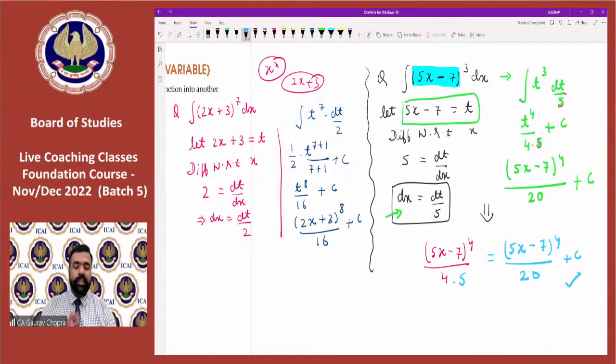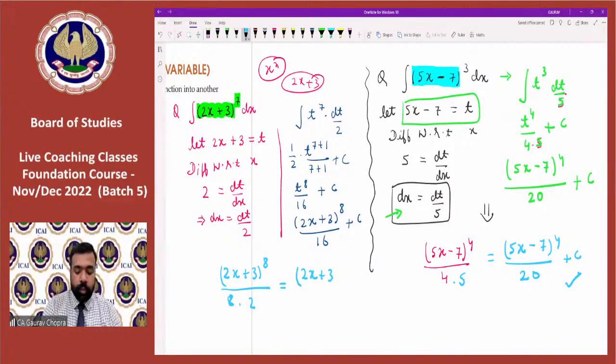All right. So let us apply this same shortcut in the first part also. (2x plus 3) whole to the power of 7. So first of all, treat the complete value as x. So it will become (2x plus 3) whole to the power of 8 divided by 8. Now, what is the differentiation of 2x plus 3? It is simply 2. So divide by 2. So we are getting (2x plus 3) to the power of 8 divided by 16 plus c. So this becomes the shortcut.